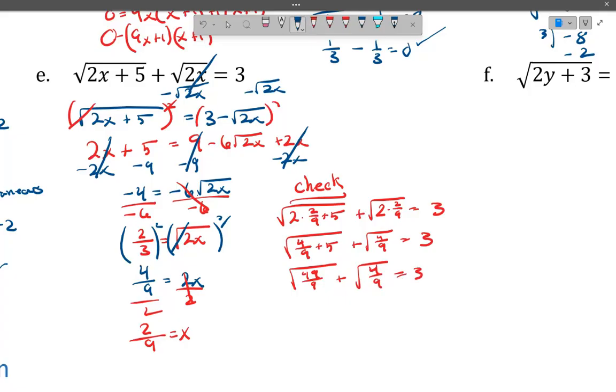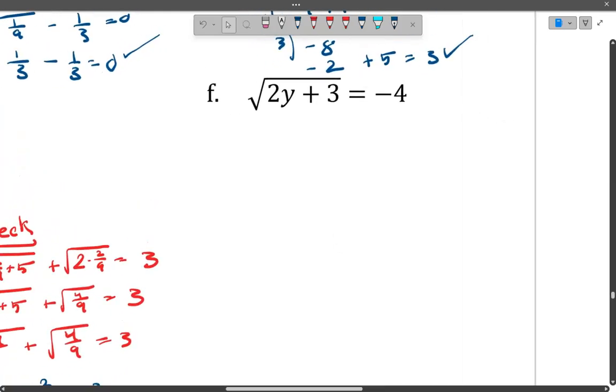And then we can take those square roots. So I have 7 thirds and 2 thirds. 7/3 plus 2/3 equals 3. And when we add those together, 9/3 does indeed equal 3. So we know that 2/9 is a valid solution.